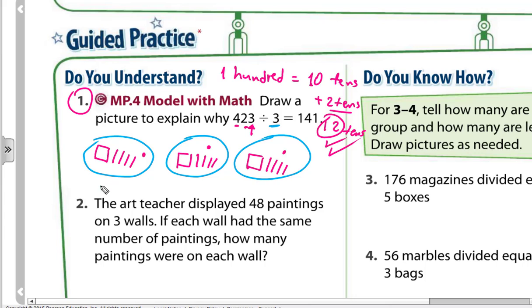One hundred. How many tens? 4. How many ones? 1. And the same for the second one, 141. And the third one also 141. So the quotient is 141. Okay, thank you, my hero.